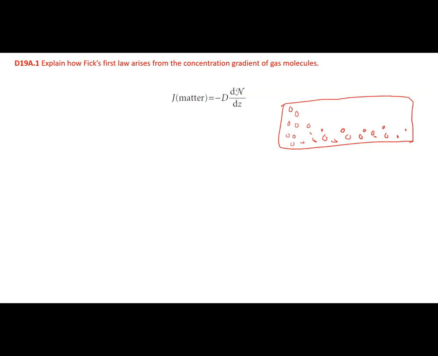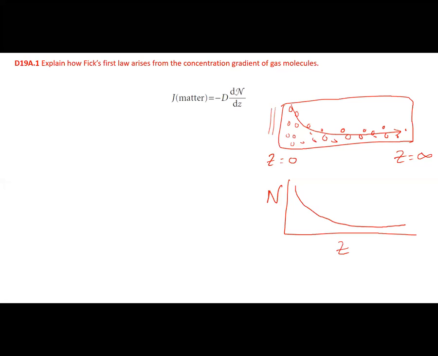Let's say this is the z equal to 0 position and z equal to some position, let's say at infinity. The concentration of the molecules is higher at the z equal to 0 position right here, and as we go along the z direction, it reduces. So if you look at a graph of the number density of the molecules n versus the direction z, it is a smooth function that decreases.